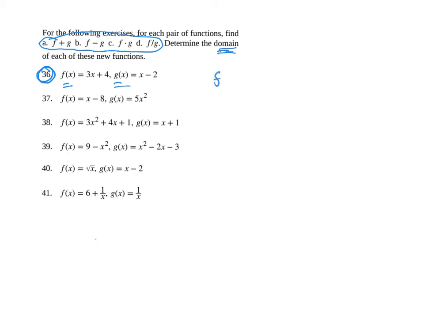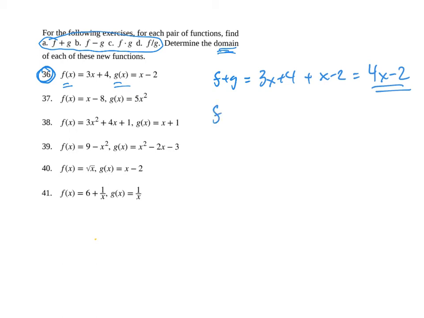So for a, we have to do f plus g. All you're going to do is add together 3x plus 4 plus x minus 2. And I'm going to combine like terms and get 4x minus 2. The domain is still all real numbers on this one because it's still linear.